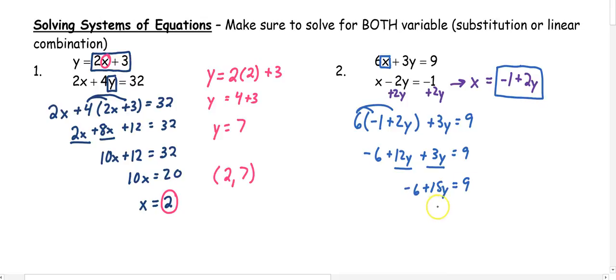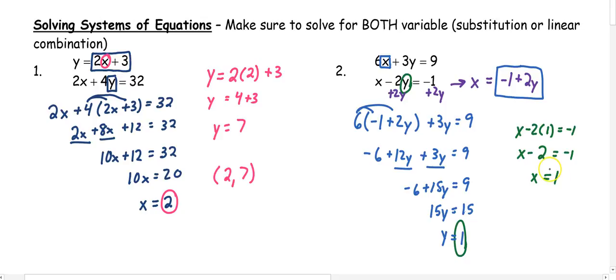6 is negative, so we're going to add it to both sides, so 15y equals 15. Then divide by 15, so y is 1. Once we know that y is 1, remember we have to go back and get the other variable. So we're going to take the value of 1 and substitute into either equation. This time I'm going to substitute into the second. x minus 2 times 1 equals -1. -2 times 1 is -2, so x minus 2 equals -1. Add 2 to both sides, so x is equal to 1. So our ordered pair would be (1, 1).